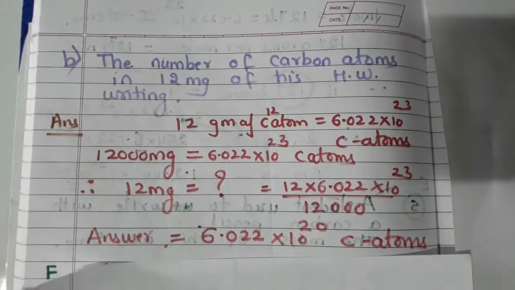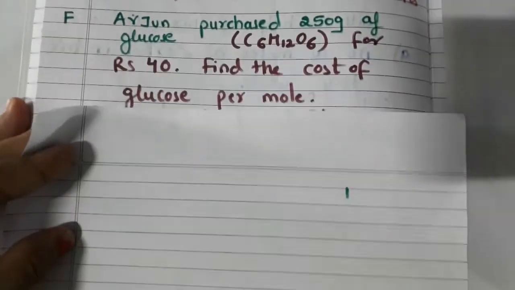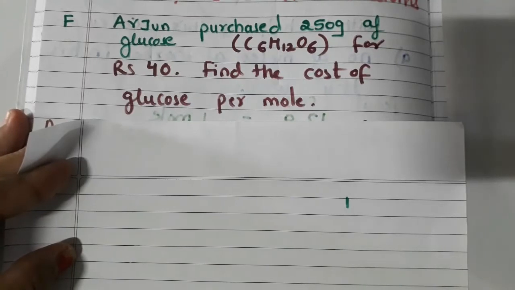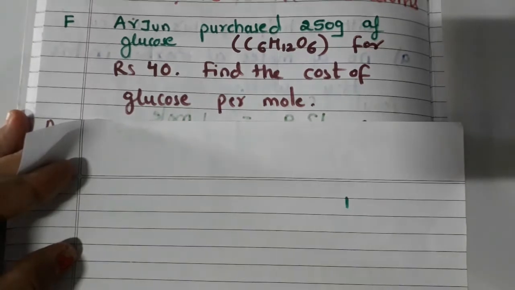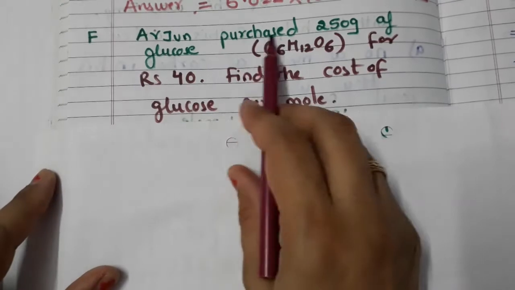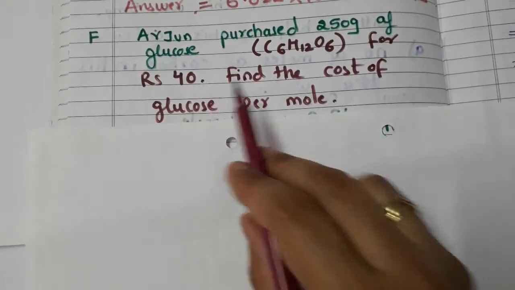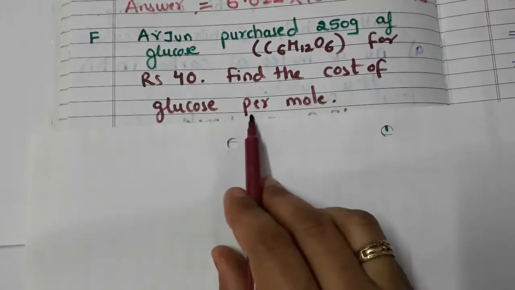Now we move on to the next question. It is a very simple question. Let us read together. Now let us solve this numerical. Arjun purchased 250 gram of glucose for rupees 40. Find out the cost of glucose per mole.